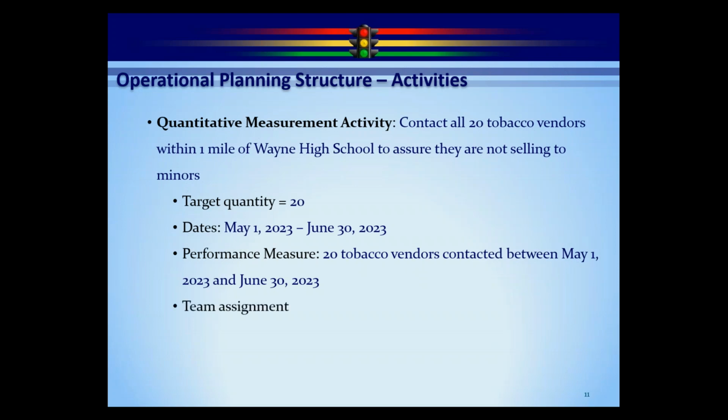And then we always do the team assignments and partner assignments if it's applicable. And then our metric in this case is we're just going to measure the number of vendors contacted. So that's the 3 types of activities.